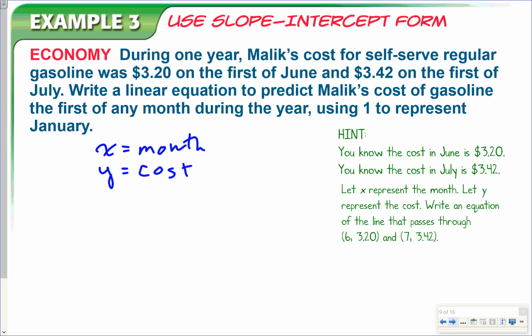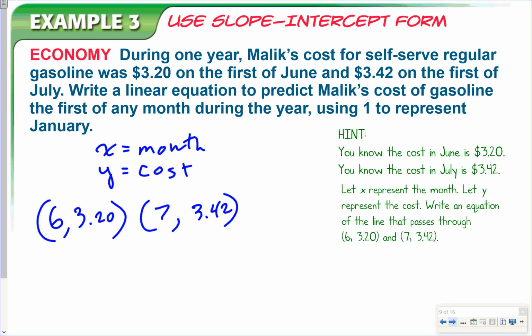So January would be the first month, wouldn't it? Okay, what month is June? 6. Okay, so at the 6th month, it was how much? 3.20. So that's my first point. First ordered pair, first point. Okay, my second point, what was the other month? It was July, so that would be 7, right? And it was how much? 3.42. Good.